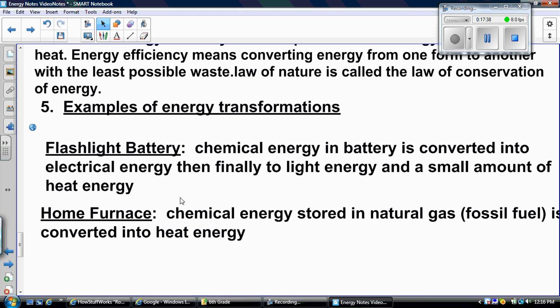If you look at a home furnace, chemical energy stored in natural gas, a fossil fuel, is converted into heat energy. So that's how a home furnace works if it's run off of fossil fuel.